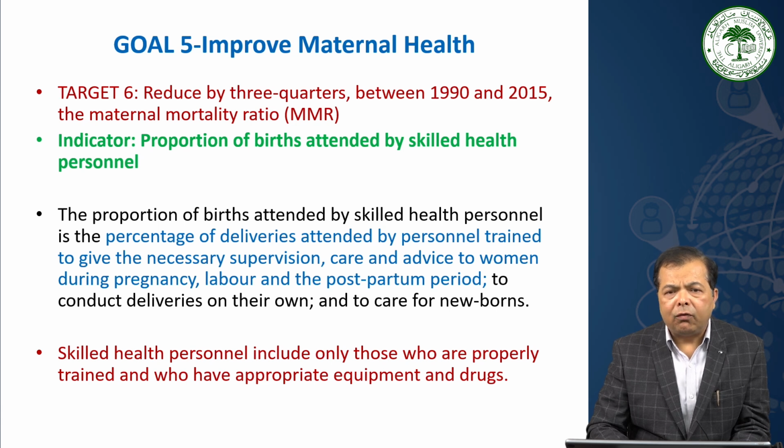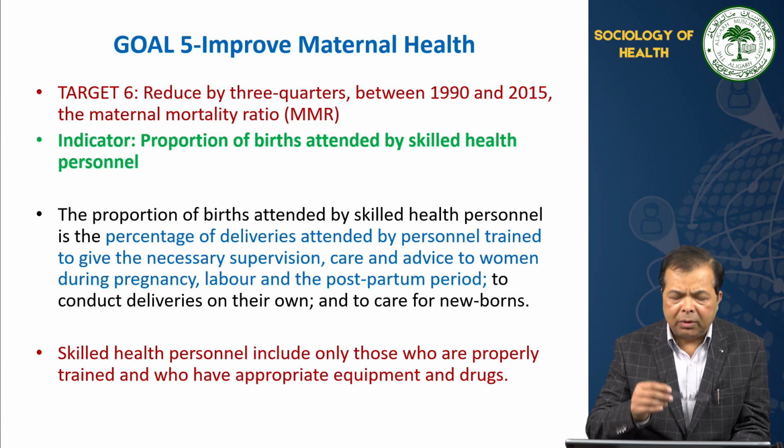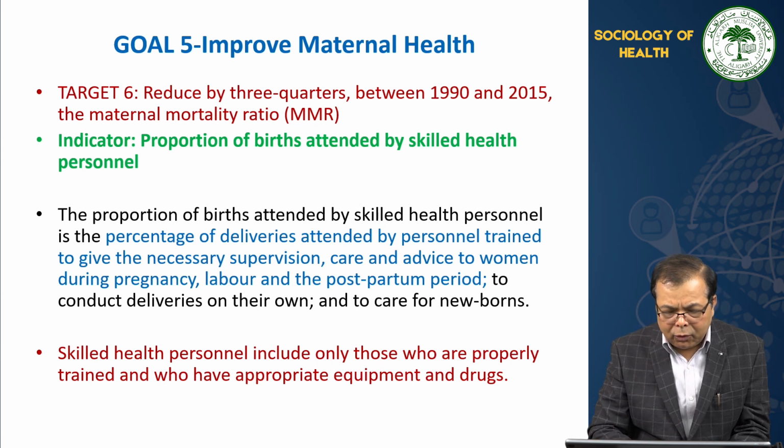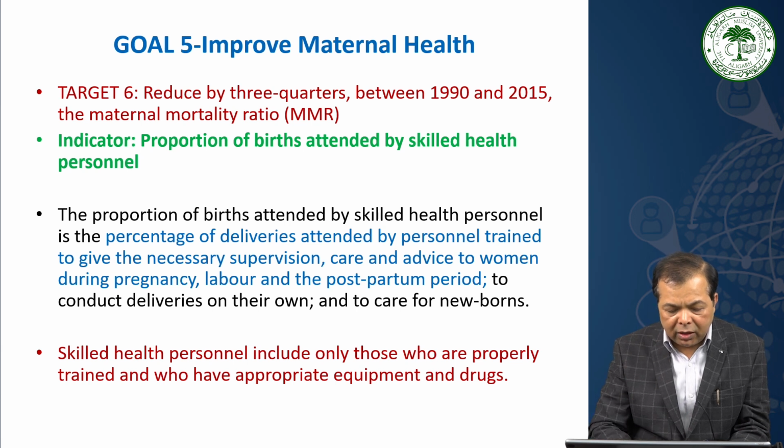What is the proportion of births attended by skilled health personnel? The proportion of births attended by skilled health personnel is the percentage of deliveries attended by personnel trained to give the necessary supervision, care and advice to women during pregnancy, labor and the postpartum period, to conduct deliveries on their own and to care for the newborn. So this is how we can understand this process. Skilled health personnel include only those who are properly trained and who have appropriate equipment and drugs.